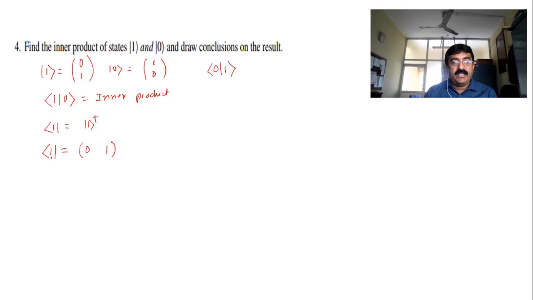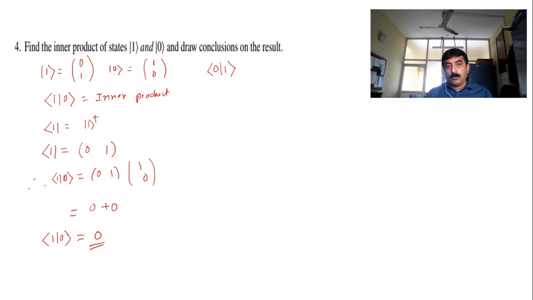Okay, ket 1 is now converted into bra 1. The bra 1 is here. Therefore, bra 1 ket 0, that is the inner product, is equal to 0, 1, that is bra 1, into ket 0 which is 1, 0. Okay, so that is equal to 0 into 1, 0, plus 1 into 0, 0, that is equal to 0. That means the inner product of 1 and 0 is 0.